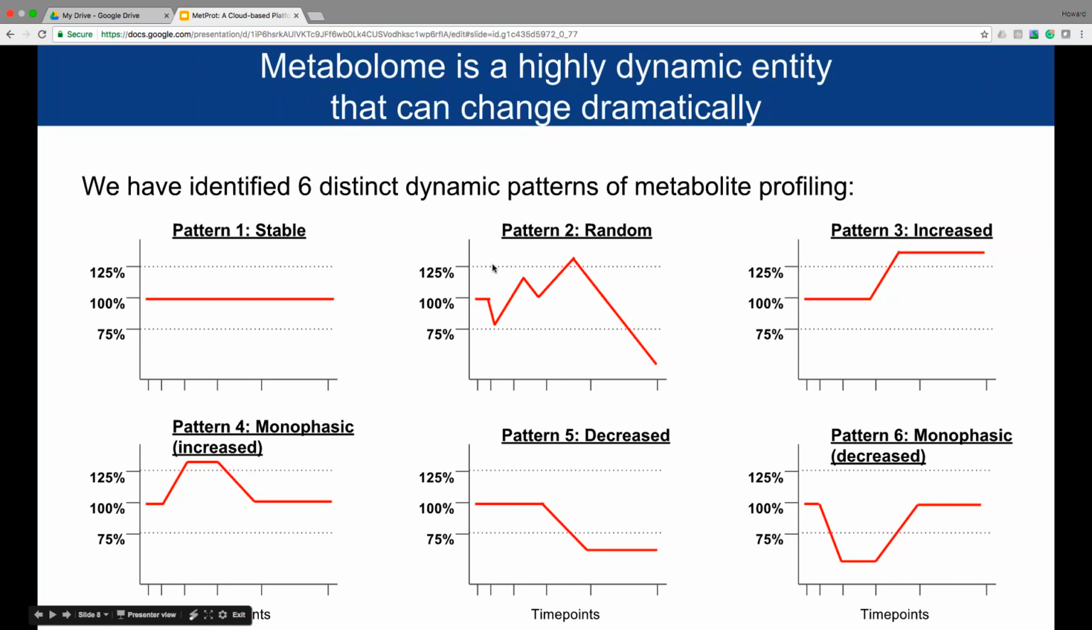Pattern 1 is stable. Pattern 2 is random, which means it fluctuates a lot. And pattern 3 is increased. Pattern 4 is a monophasic increase, so basically increase after the treatment and decrease going back to the normal phase. And pattern 5 is decreased, and pattern 6 is a monophasic decrease.